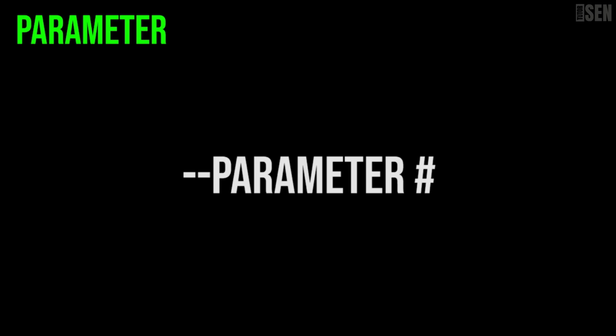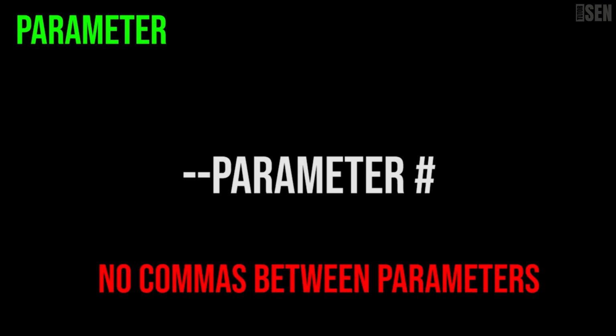To use them, you use 2 dashes, the parameter, a space, and a value. Remember, no commas between variables. Commas are soft breaks for prompts and are not used at the end with parameters.